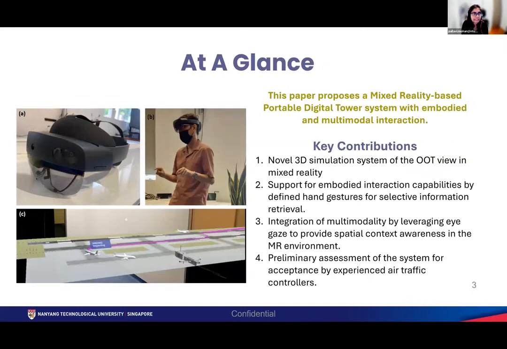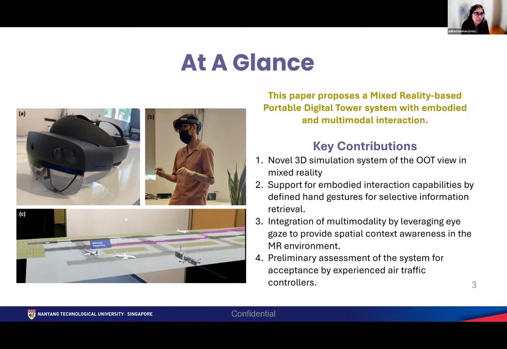So this paper basically proposes a mixed reality based portable remote digital tower system that has embodied multimodal interaction capabilities. And I'm going to be breaking down this in the next few slides. The paper's key contributions can be summarized as follows. We have partially replicated a digital tower system in a mixed reality environment using Microsoft HoloLens 2 by building a novel 3D simulation system of the out-of-tower view in mixed reality. You can see the headset on the picture right here.